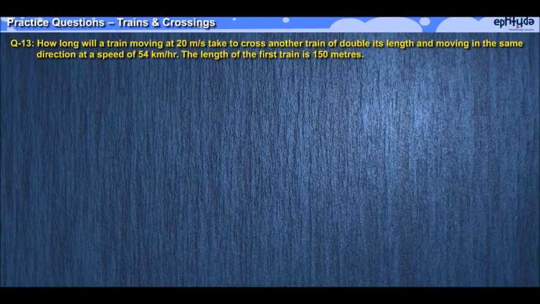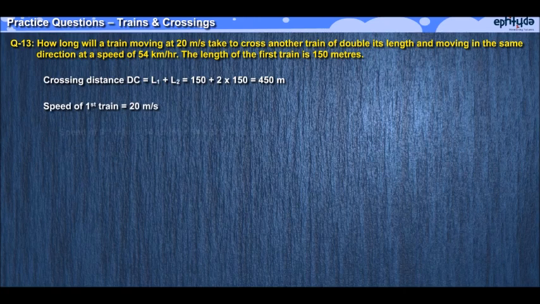Let's now look at our next problem. In this case, a train is crossing another train which is also moving in the same direction. In this case, crossing distance will be the sum of their lengths. Hence, we are given that the second train is of double the length. Crossing distance hence becomes 450 meters.